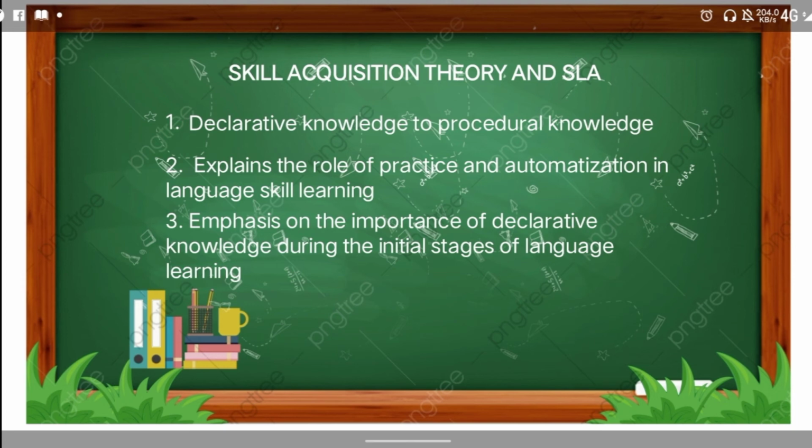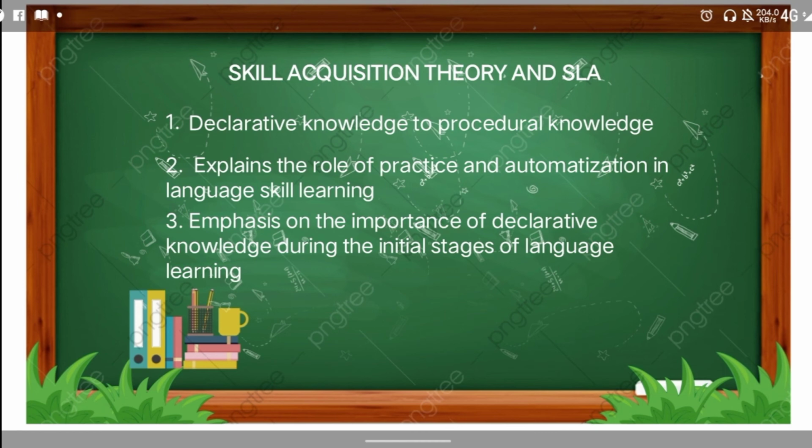Moving on, the third connection of skill acquisition theory to second language learning is that skill acquisition theory puts emphasis on the importance of declarative knowledge during the initial stages of language learning. So more communicative methodologies were better but tended to lack sufficient declarative knowledge or ignored the importance of error correction to help establish declarative knowledge. And also, they placed too much weight on structures but not enough on truly meaningful communication.